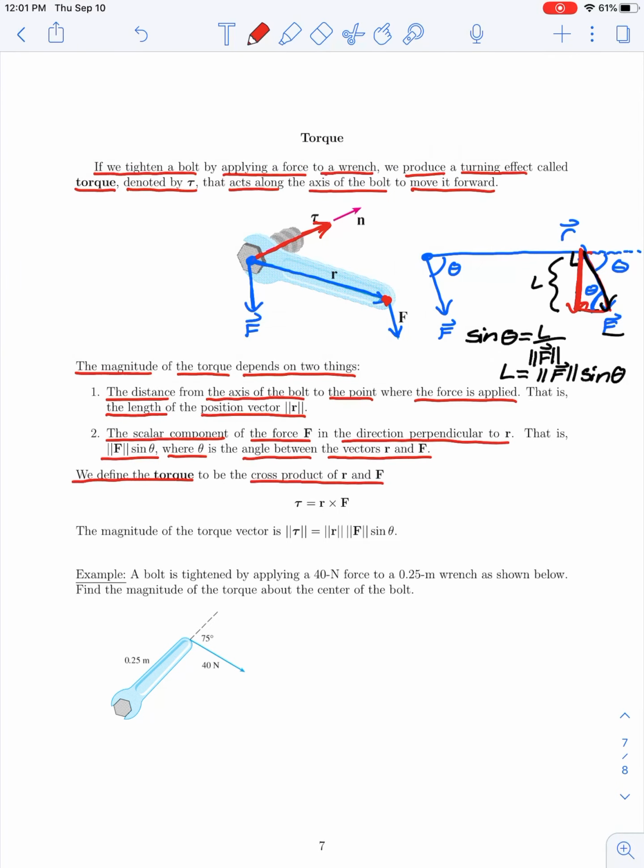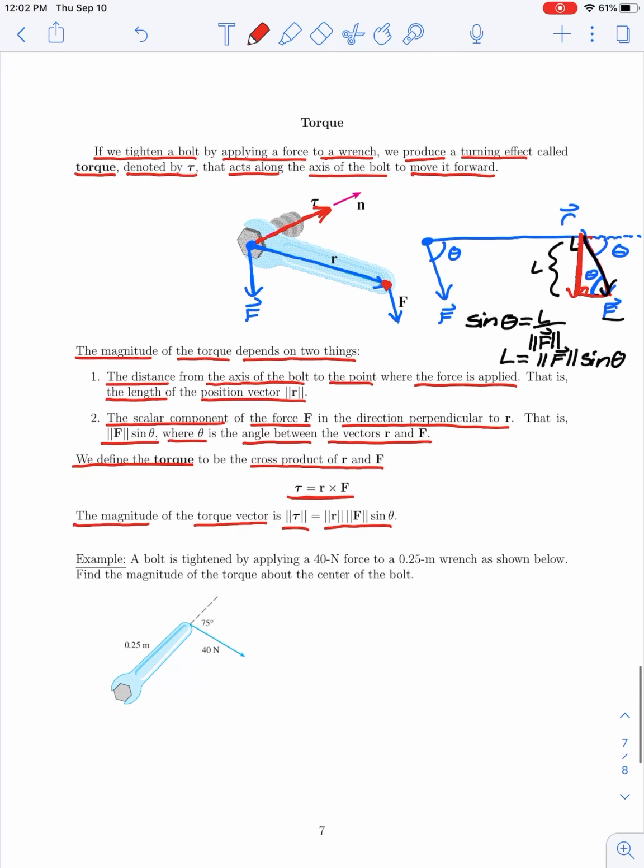So here, our definition for the torque vector tau is the cross product of R, the vector giving us the length of our wrench, and the force vector F. In which case, the magnitude of the torque vector is the magnitude of the cross product of R and F, which in the first part of the section 2.4 lecture, we said is given by the product of the magnitudes of R and F times sine of theta. Okay.